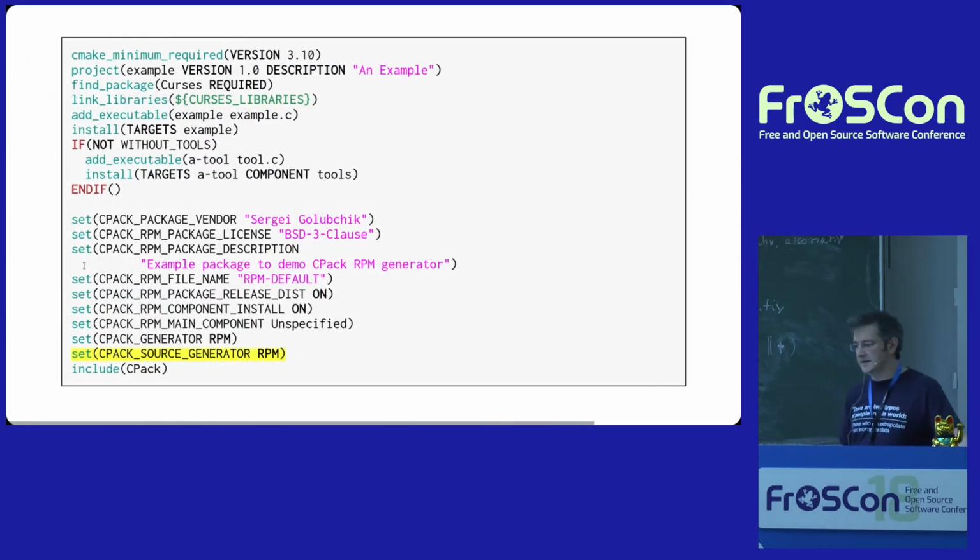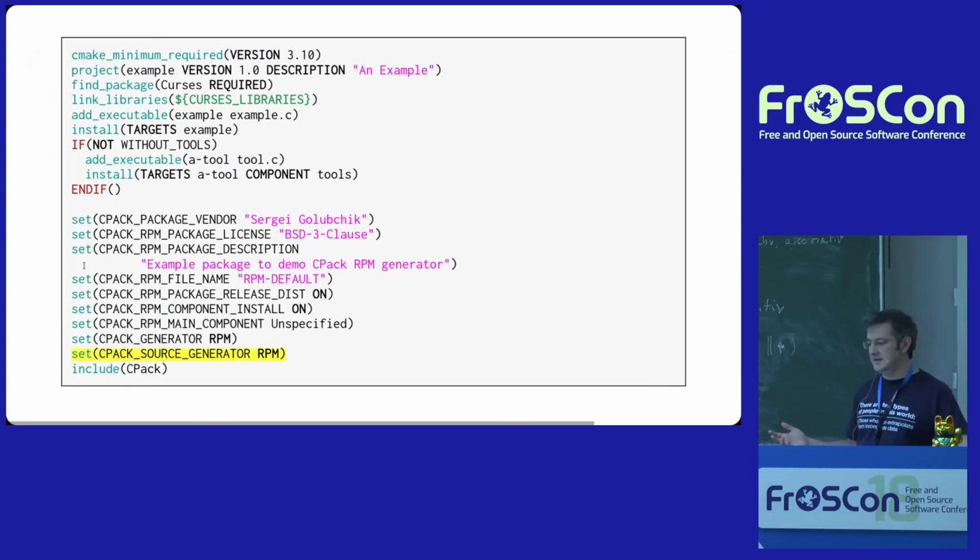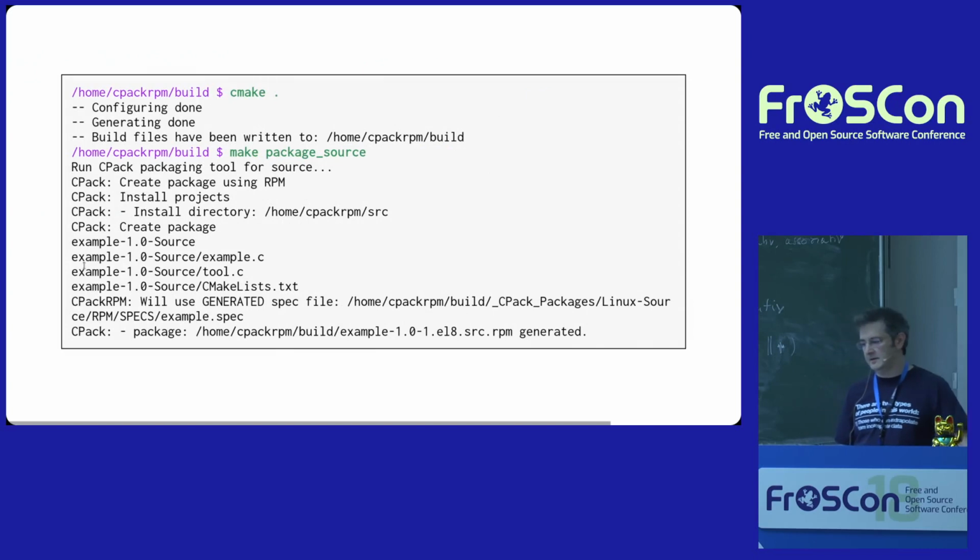And the last thing I want to show in this primer is how to generate source RPMs. So I've specified CPack generator RPM, and the CPack source generator is what generator CPack will use for source packages. In this case, I also want an RPM. I want a source RPM. So I just add this line, CPACK_SOURCE_GENERATOR RPM, and I run CMake and package_source. And you can see it generates a perfectly normal source RPM.